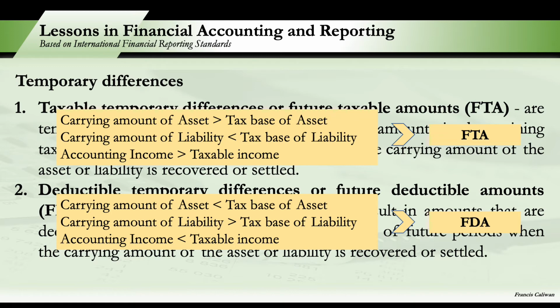Tapos pag binaliktad mo na yung equation, it will result in future deductible amount. No? So kung ano ang nangyayari sa income, yun ang nangyayari sa asset para ma-maintain natin yung future taxable amount. At pag binaliktad mo, yun ang nagiging future deductible amount.